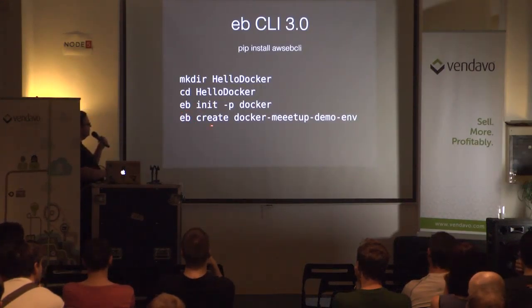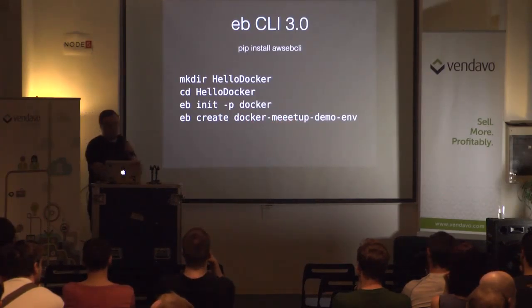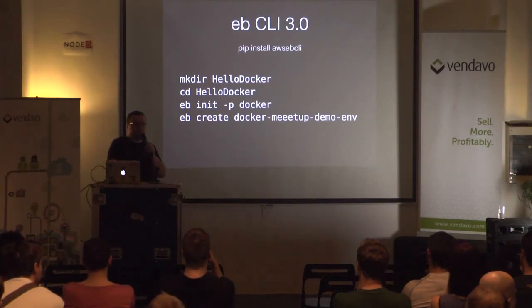And if you create some environment, it creates an auto-scaling group for you, an elastic load balancer, monitoring, logs, all those things. For deployment you only run eb deploy, and all sources from your local Git repository are pushed to S3 and deployed to the platform.